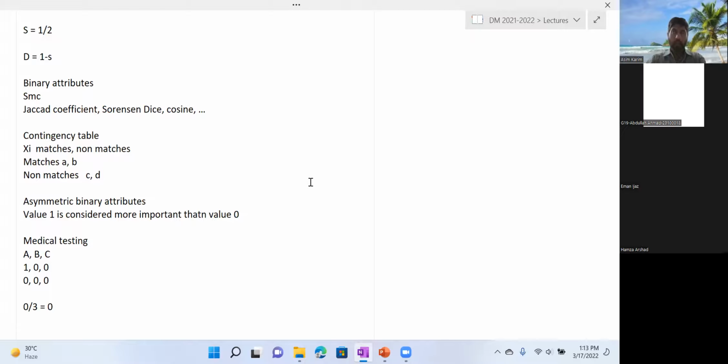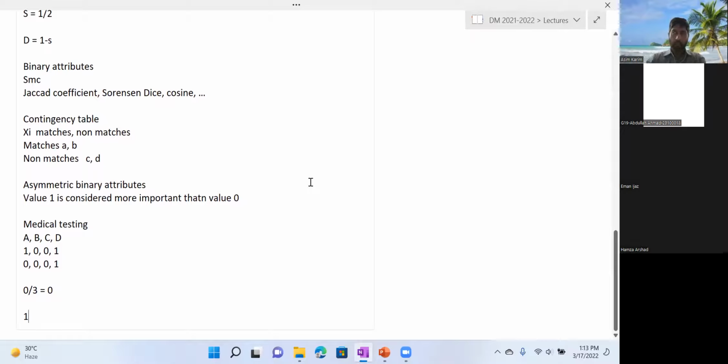So if I change this, let's say there is a D attribute as well, and here this has 1, and this one also has 1. Now the similarity would be 1 over 4. So you do not count the matches of zeros with zeros. So this would be asymmetric, and as I said, this would be appropriate if the matches of a particular value are significantly more important than the matches of the other value. So this is asymmetric.